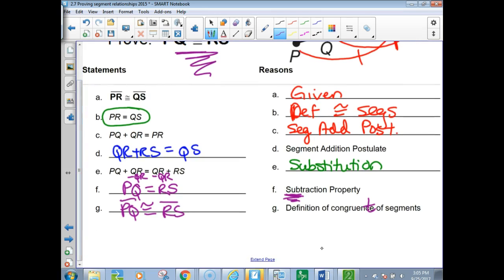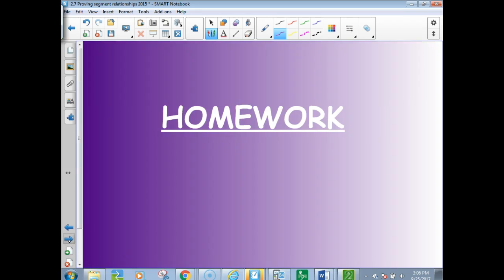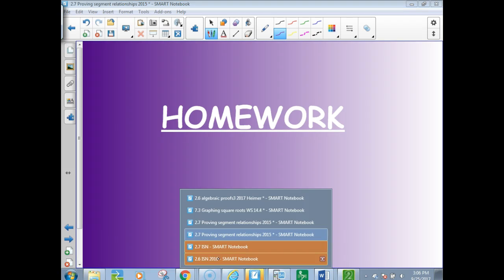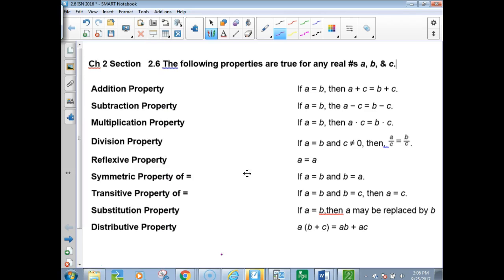Okay, we've tried our first segment proofs. You have some homework assigned, but I would like to get the ISN filled out for 2.6 and 2.7. Let's go in there first and just make a few notes about some of these postulates and properties, etc.